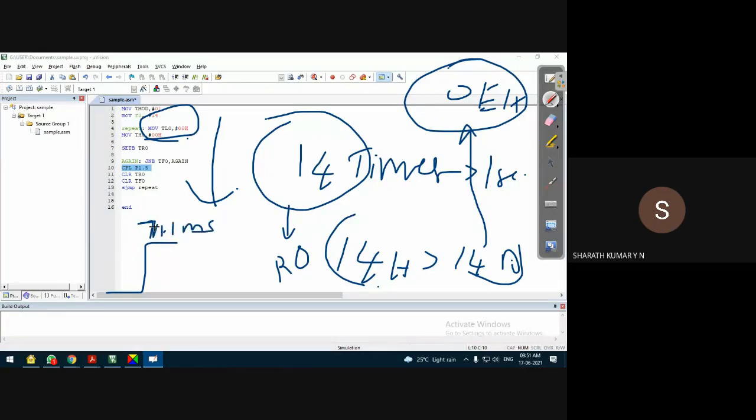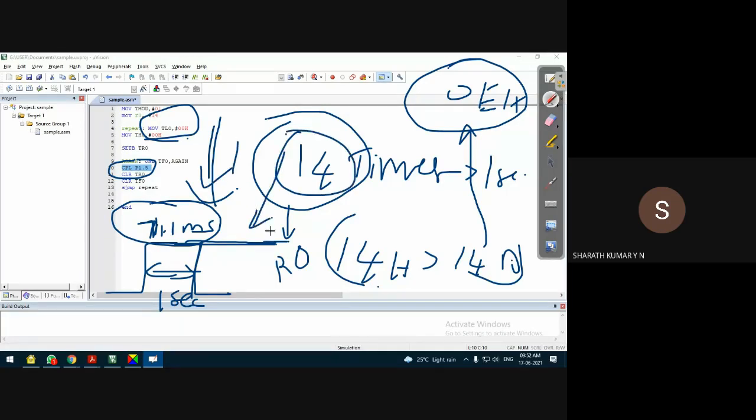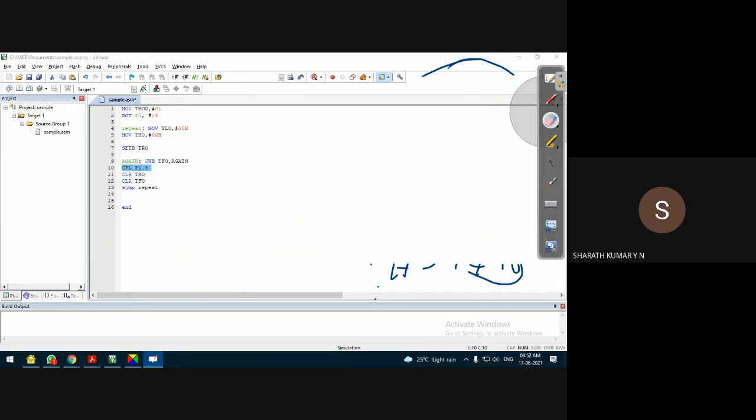If you complement the bit here, this period will be only 71.1 millisecond delay. If you want this to be 1 second delay, we should not complement the bit. We should keep the bit in the on condition till the program is executed 14 times. When it runs 14 times, it will generate a delay of approximately 1 second. So this complement operation will not be performed here. I'll remove this line.